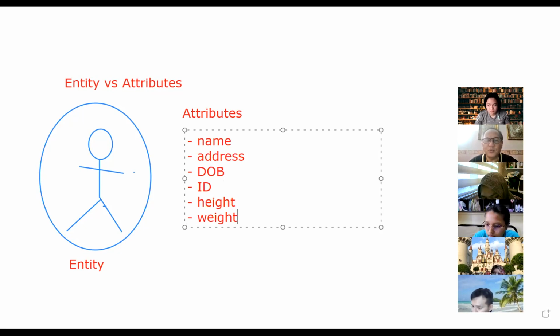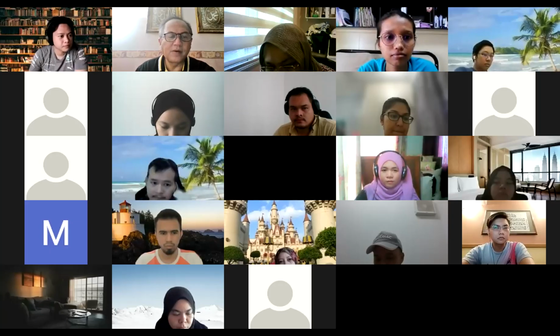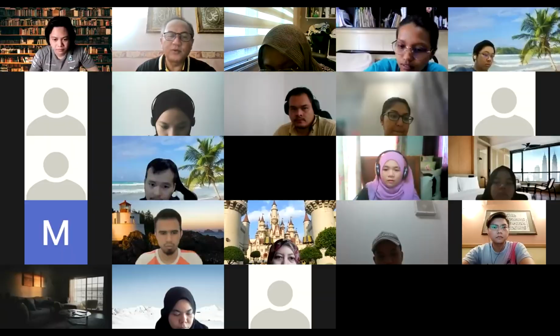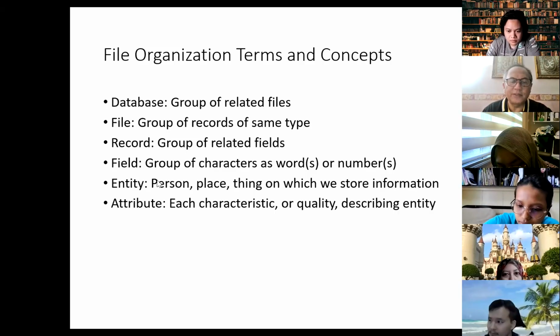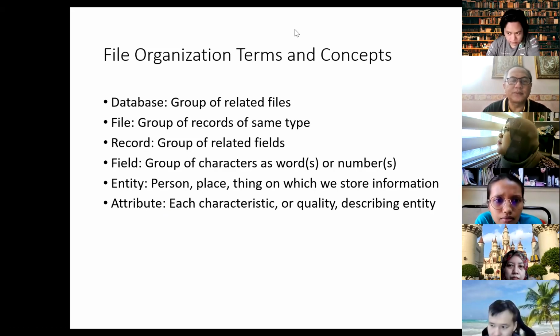Okay, now how do we put this entity into data? So we move on to the slide. When you put it into data, we have entity here. Entity is a person, place, thing, whatever, and attribute is the characteristic or quality related to the entity. But when we put it into data, we have what we call record and field.